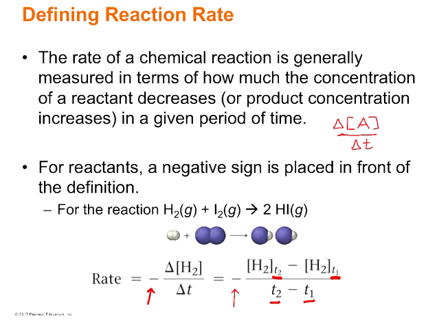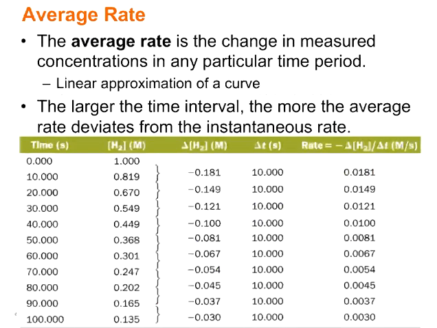Okay. So again, we're just tracking the change in concentration over a change in time. Now there are a couple of other terms. For instance, the average rate is the change in measured concentrations in any particular time period. So down below, we have a table of some time points versus measured concentration of hydrogen.